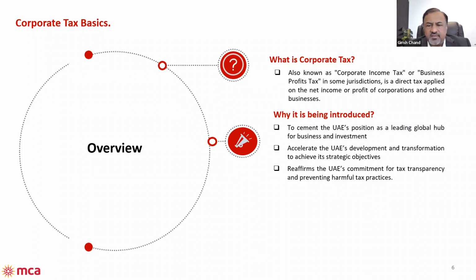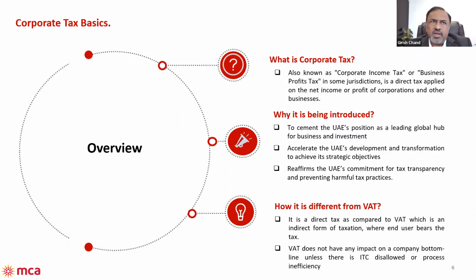Why it is being introduced, I'll not dwell too much into it, but it is very clear that in the context of what is happening worldwide, with the OECD Pillar 2 regulations, it was a question of when rather than why. Primarily, one important aspect we need to distinguish compared to VAT is that, like we're saying, it's a direct form of taxation. When we talk about VAT, if the companies are efficient, there is no impact on your bottom line, right? Unlike that, in the context of corporate tax, there would be an impact on your bottom line.